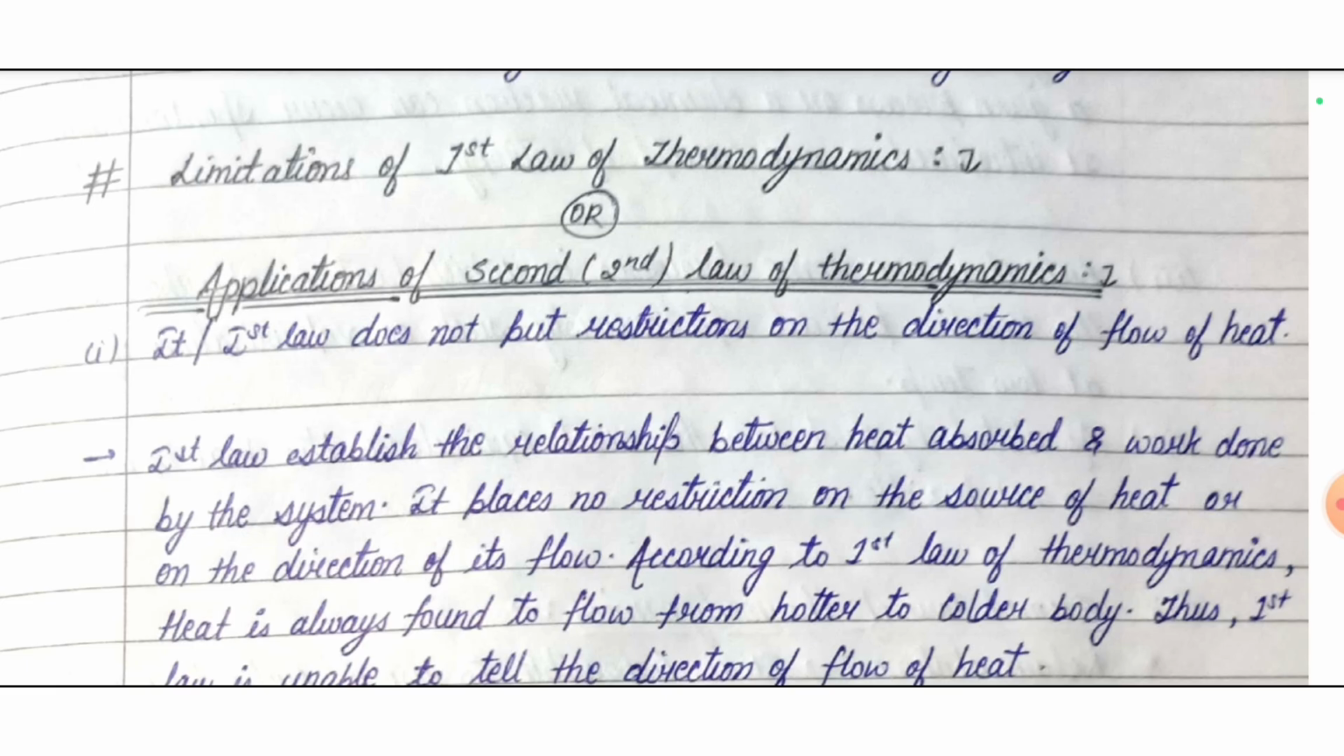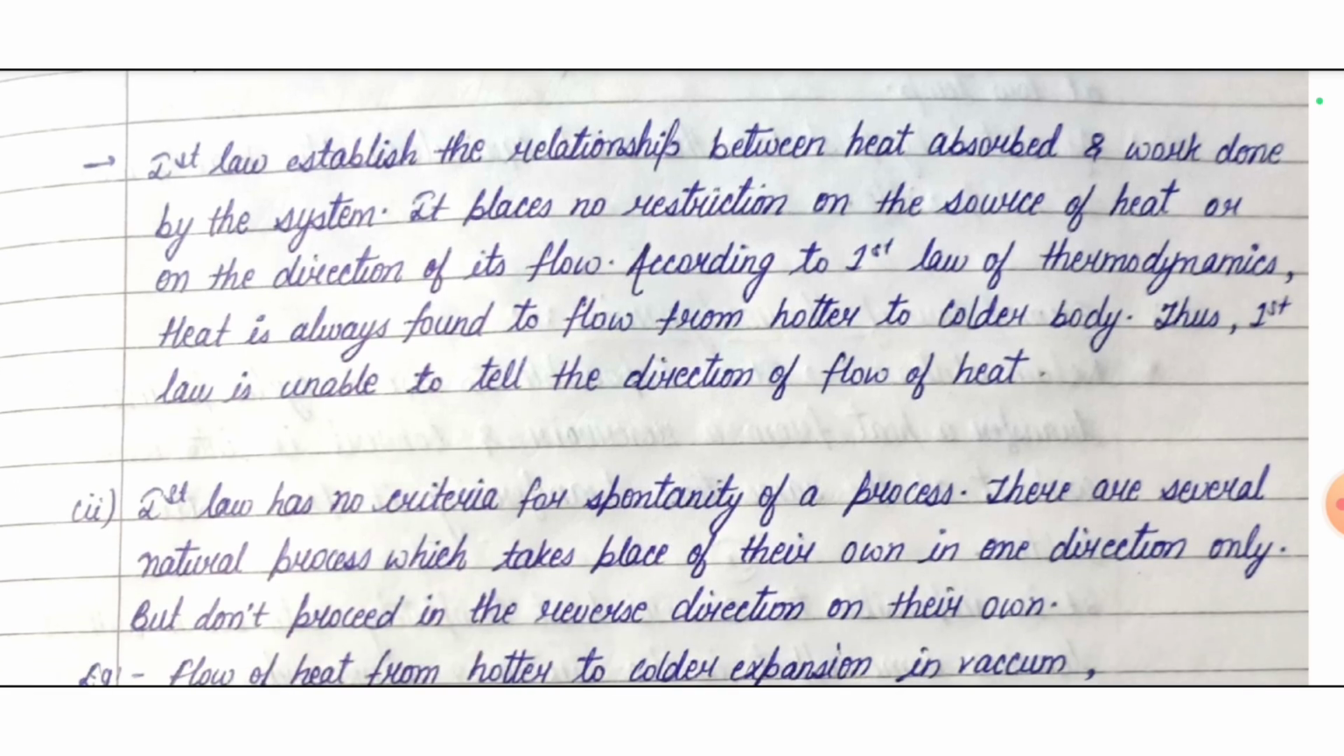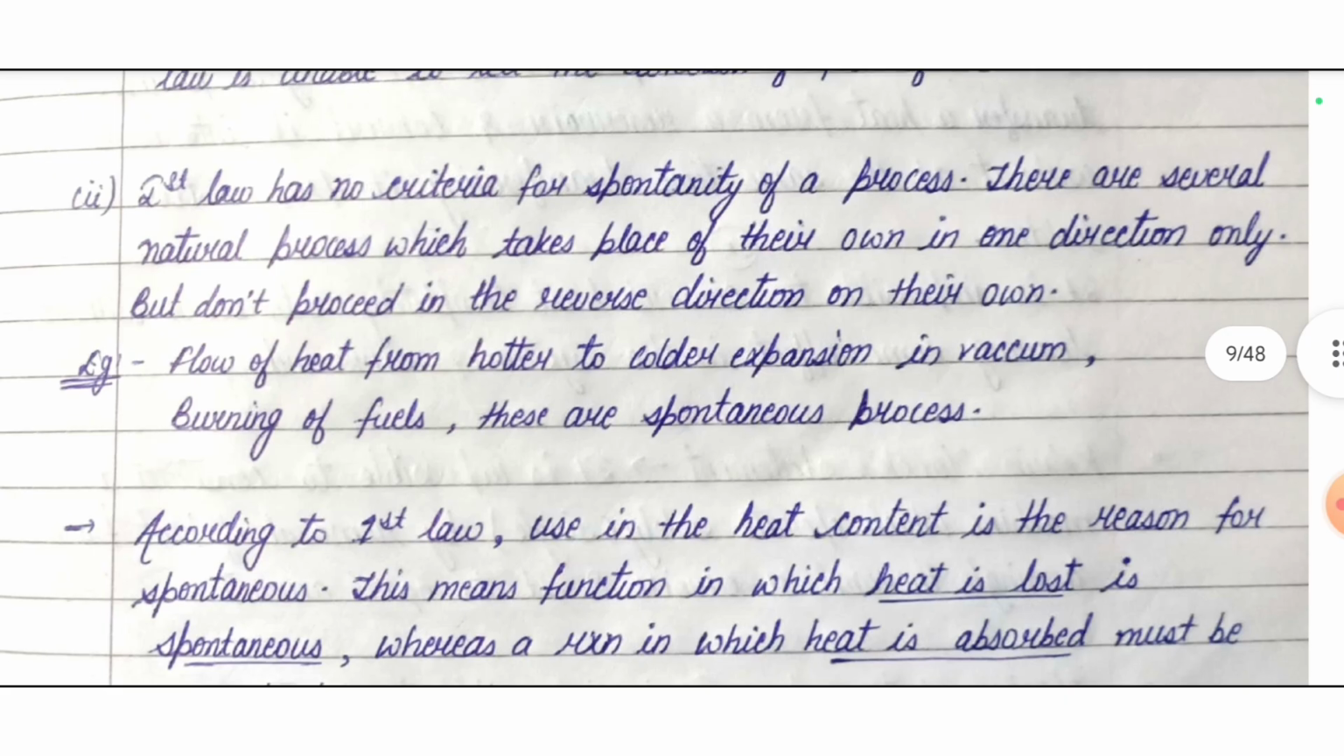First, the first law does not put restriction on the direction of flow of heat. The first law established the relationship between heat absorbed and work done by the system. It places no restriction on the source of heat or on the direction of its flow. According to the first law of thermodynamics, heat is always found to flow from a hotter to a colder body. Thus, the first law is unable to tell the direction of flow of heat.